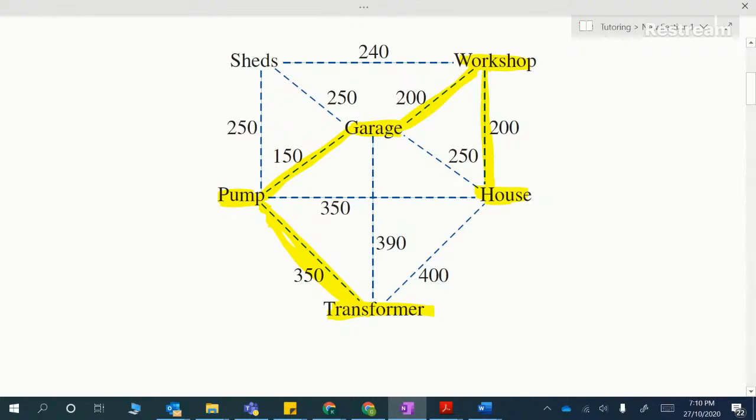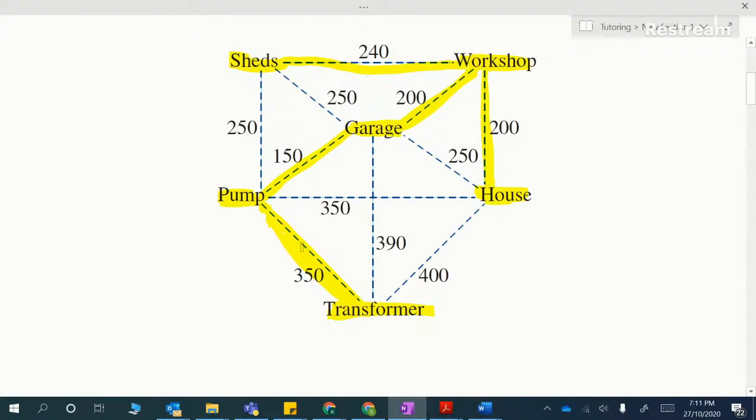My last unconnected node is the shed, so I am going to connect it here. And that is my minimum spanning tree all finished. So that would be the quickest way.